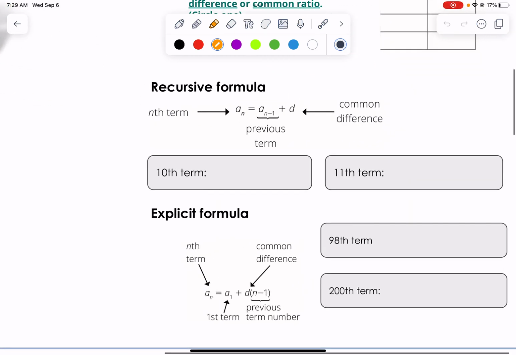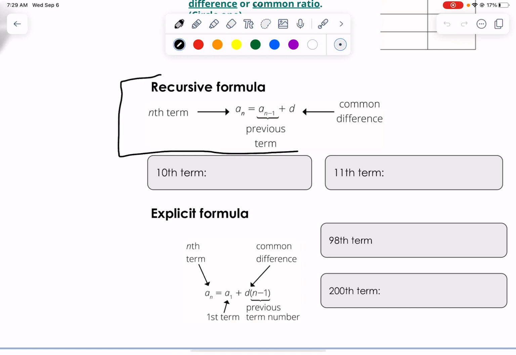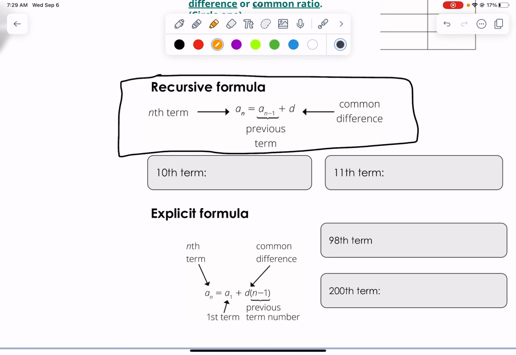So what we learned about is the recursive formula. For the recursive formula, for today's purpose, this and this do not change. The only thing that changes is going to be this D, and the common difference means our pattern, what we've been doing this whole time, okay, our pattern.